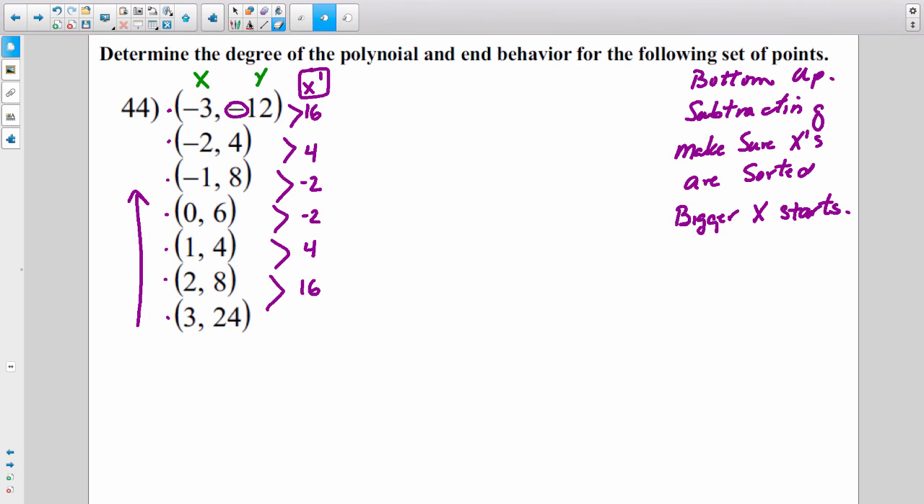So then what you need to do is subtract again. These guys. Let's see what we get. Bottom to the top. 16 minus 4, 4 minus -2, -2 subtract -2, -2 subtract 4, and 4 subtract 16.